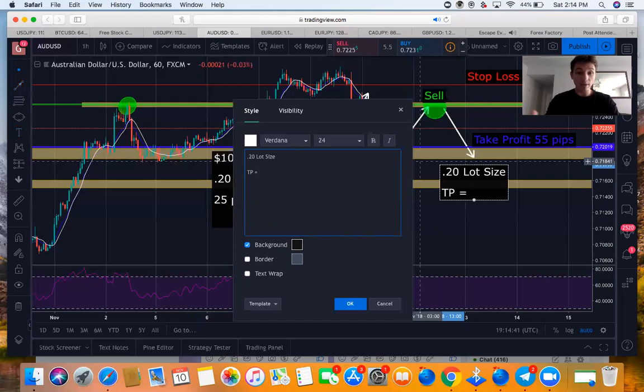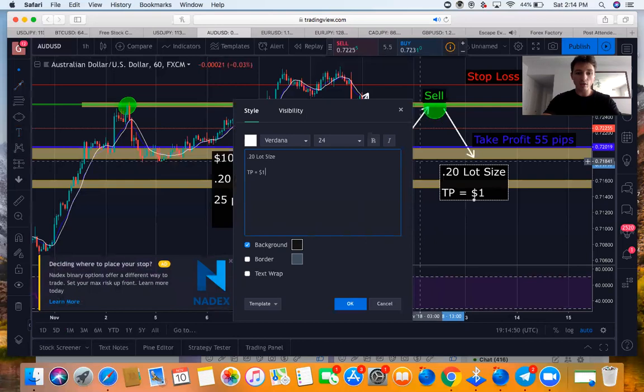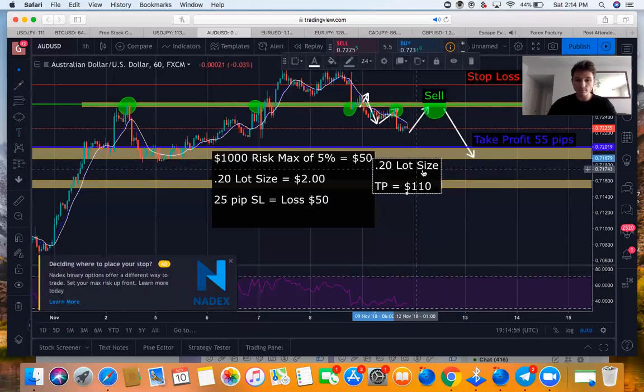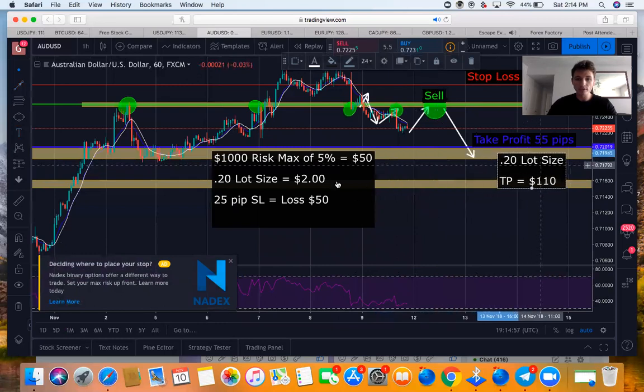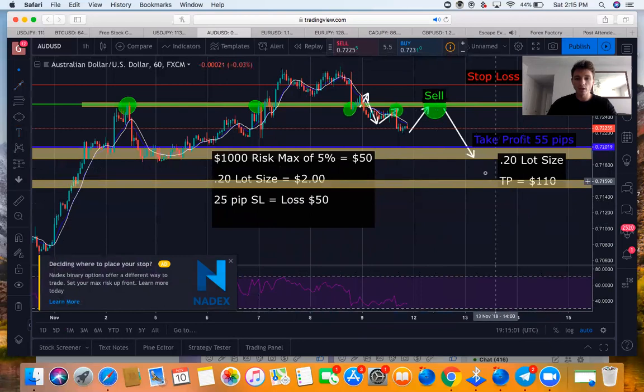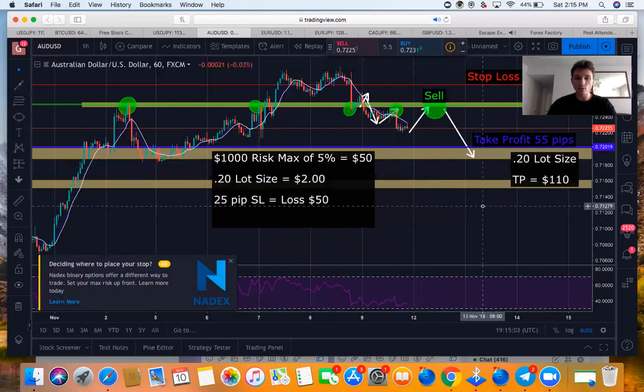Now, 20-cent lot size in the take profit is going to be 55 pips times 2, which is 110. So this is already over that 2-to-1 ratio trade. We'd be risking $50 to make $110. All right? That is the best way to trade right here.